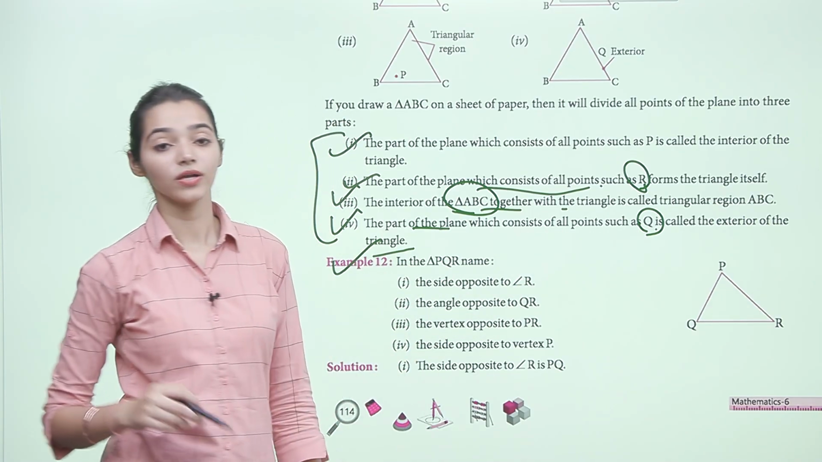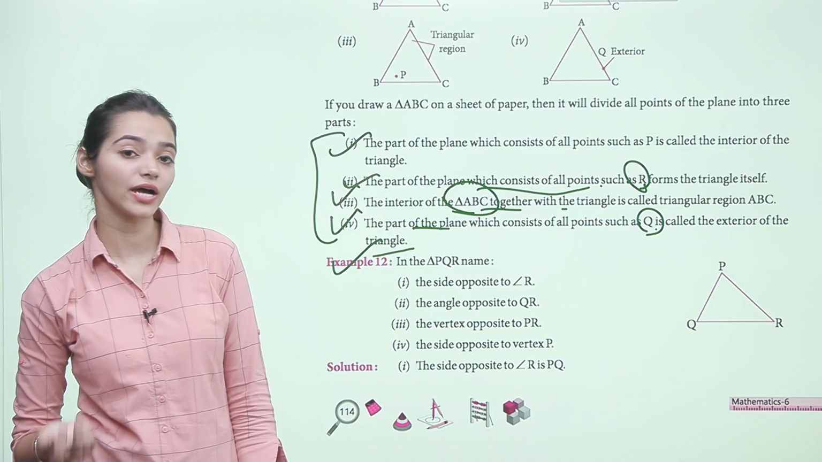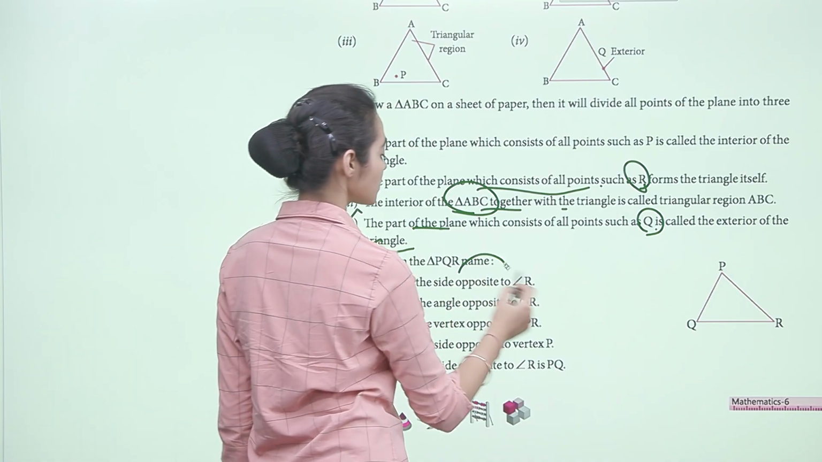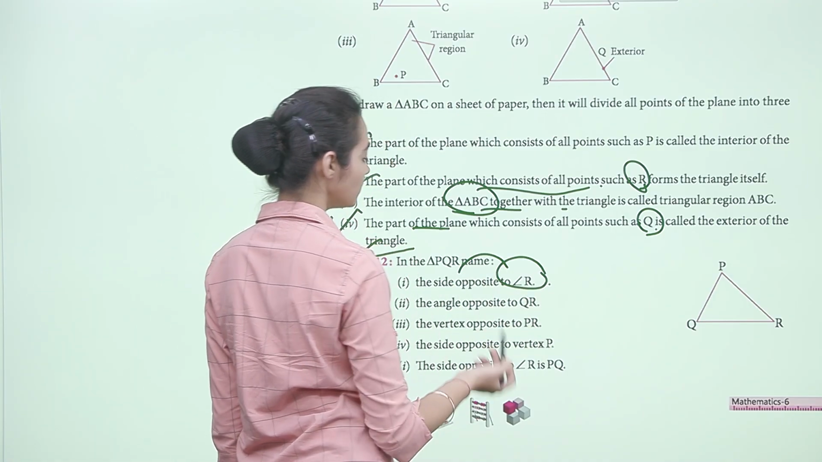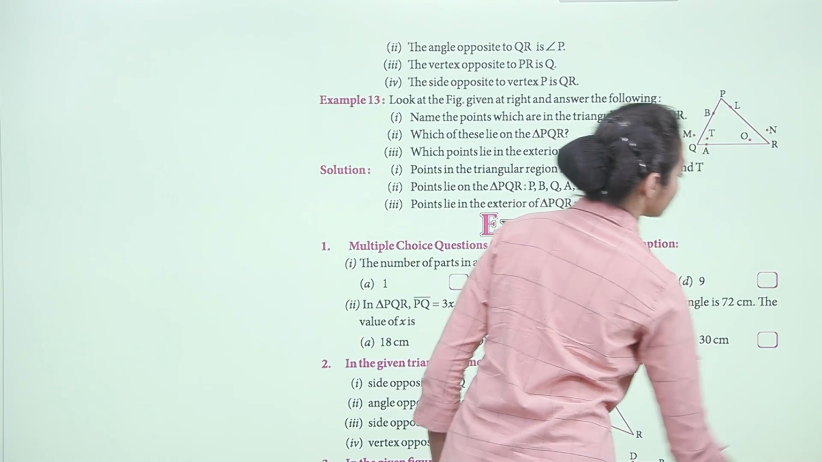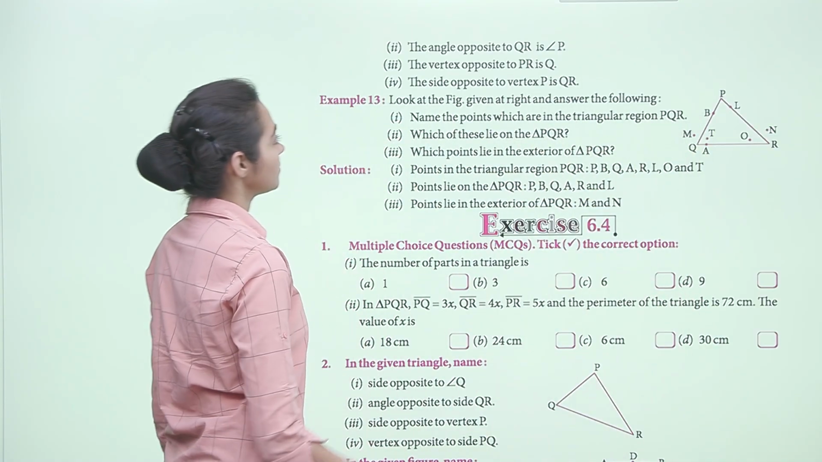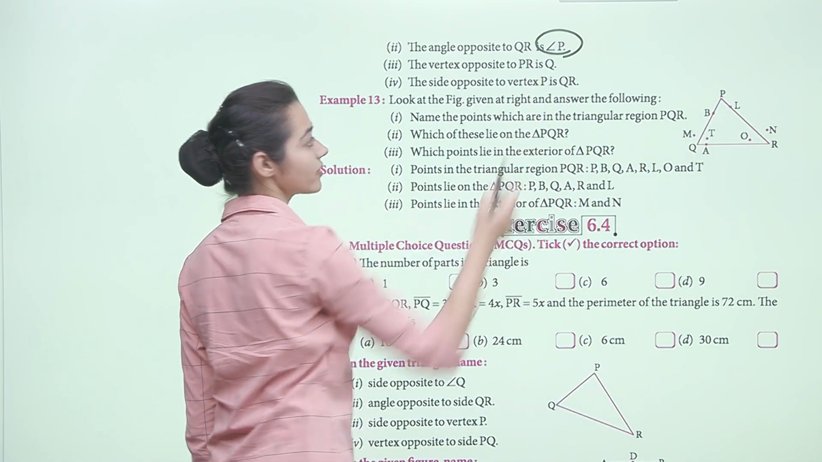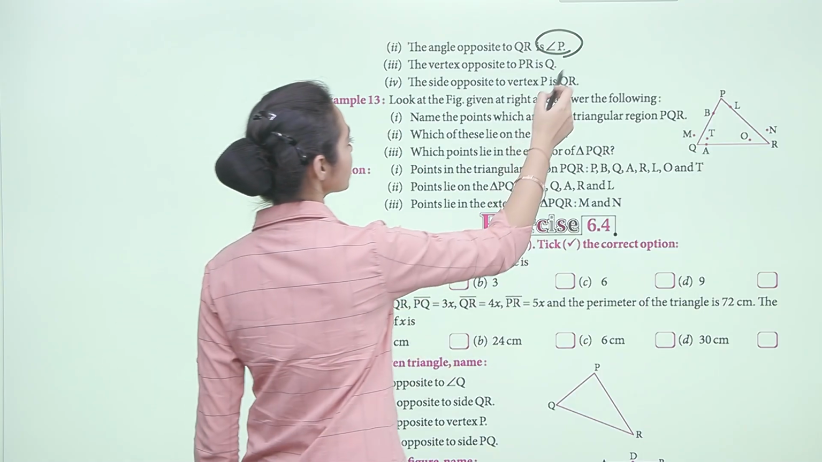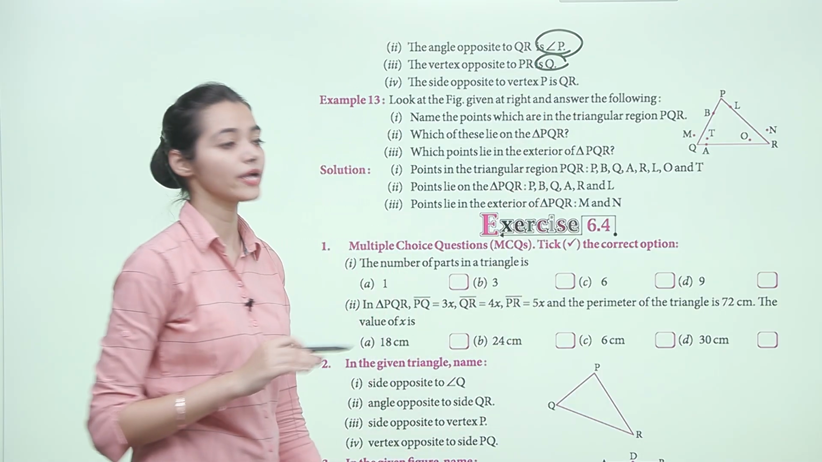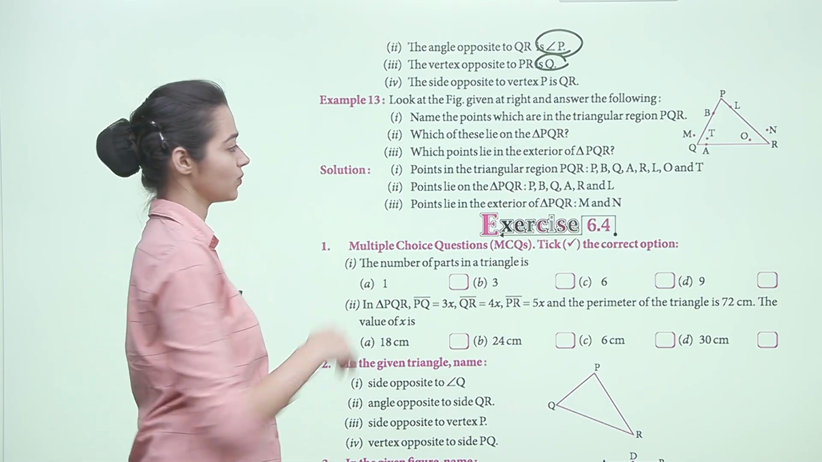Now in example number 12, here in this triangle PQR, we have to name the side opposite to angle R is PQ. Angle opposite to QR is angle P. Vertex opposite to PR is Q. Side opposite to P is QR.